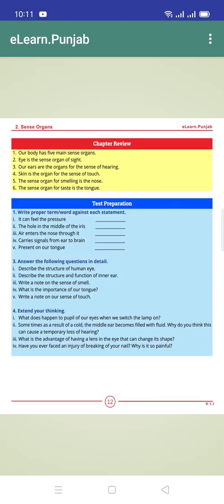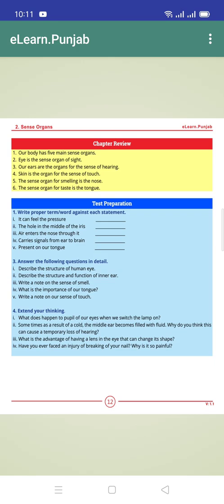Next is extend your thinking. What does happen? These are conceptual questions, so clear your concepts first and then solve these questions. What does happen to the pupil of our eyes when we switch the lamp on? The pupils react to the direct and immediate light. They contract or constrict. They shorten up.